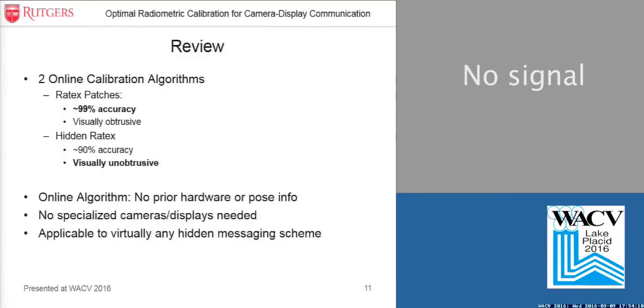And just to review everything I've talked about before, here we're proposing 2 calibration algorithms. One of them has patches in the corners, and the other one, the image itself is the calibration patch with this histogram equalization. These are online algorithms, so no prior information has to be known about the camera or the display or the pose. We don't need to use very special high-speed displays for this to remain invisible. And this doesn't just need to be applied to our messaging scheme where we're doing a block of intensity. We can apply this to rolling shutter methods or anything else really.